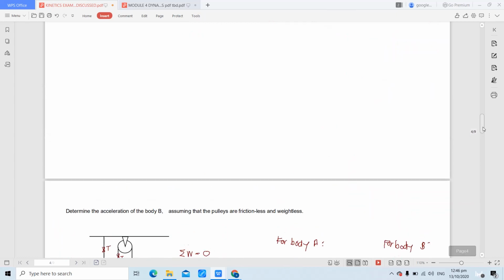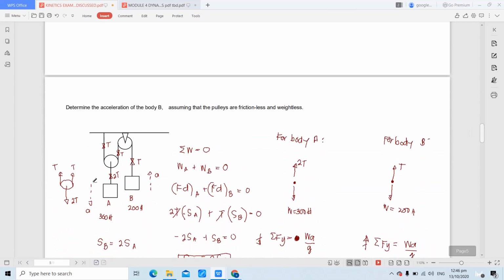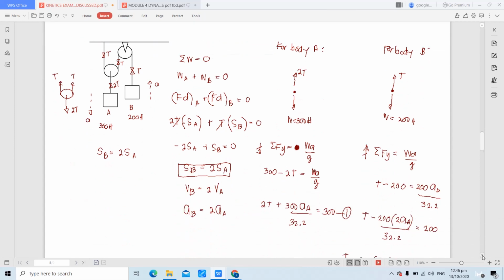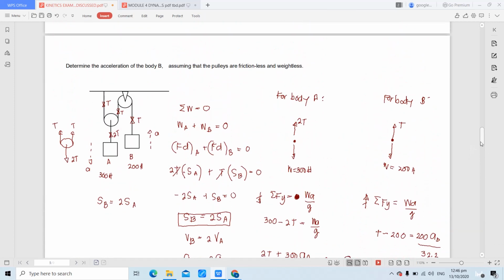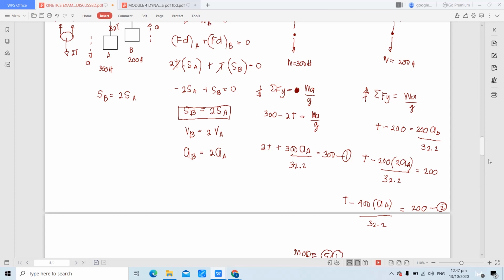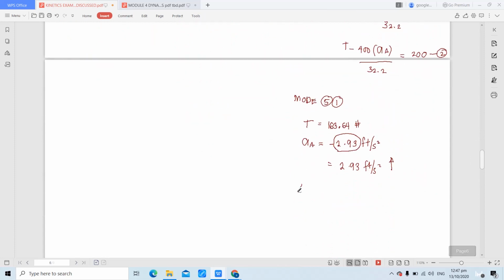So it turns out that is not the case, where the heavier body goes down and the lighter body goes up. For this case, body A goes up and body B goes down. What the problem asks for is the acceleration of body B. And we already know that the acceleration of body B is twice the acceleration of body A. Therefore, the acceleration of body B is twice 2.93, equivalent to 5.86 feet per second square, and it should be going downward.